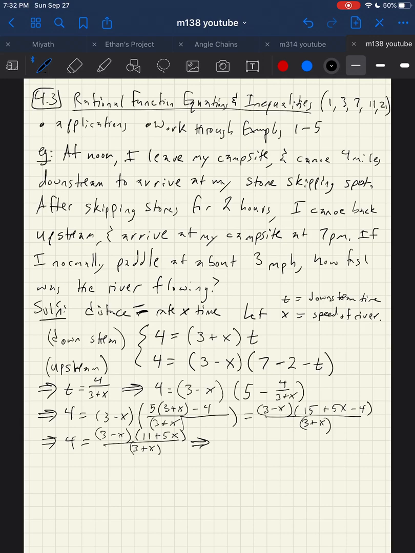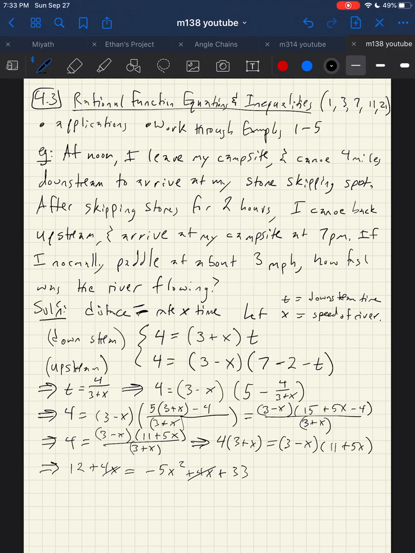So what I'm going to do here is multiply both sides by 3 plus x, and I get 4 times 3 plus x equals 3 minus x times 11 plus 5x. Now if I simplify both sides, I'm going to get 12 plus 4x equals what? Well, now I've got to FOIL this thing out. I'm going to have negative 5x squared plus 4x plus 33. And things are getting a little bit hairy, but now I notice I've got a 4x on both sides, so I can cancel those.